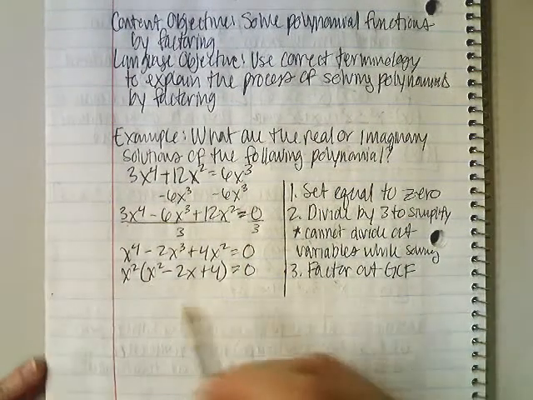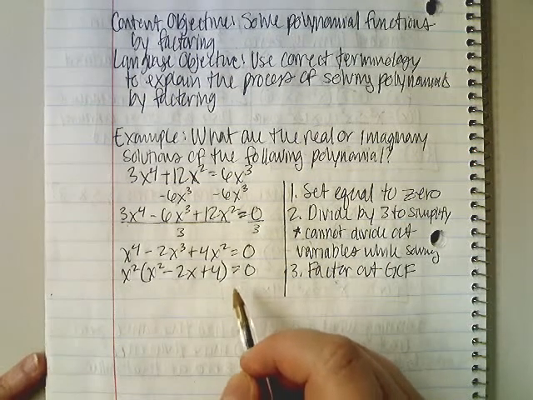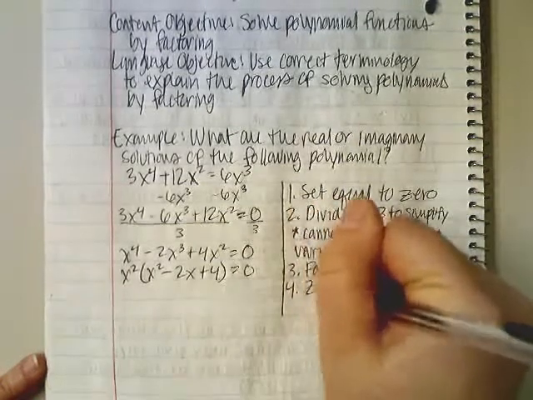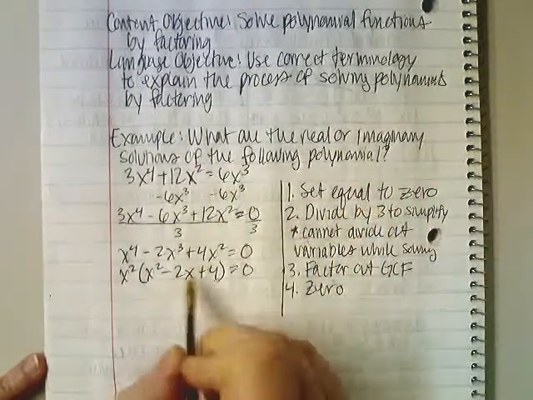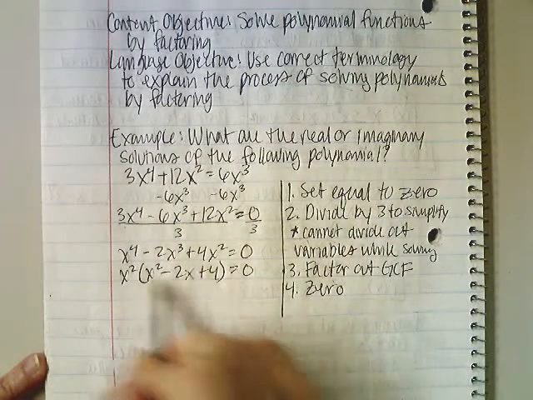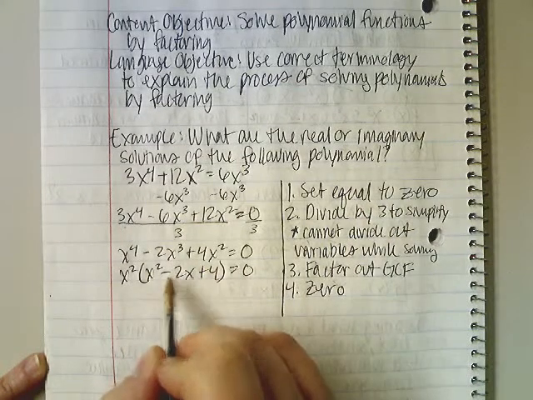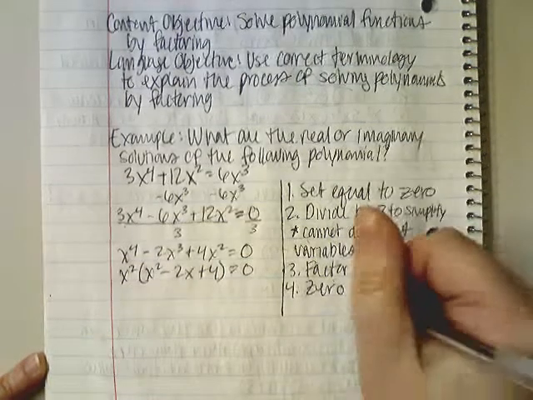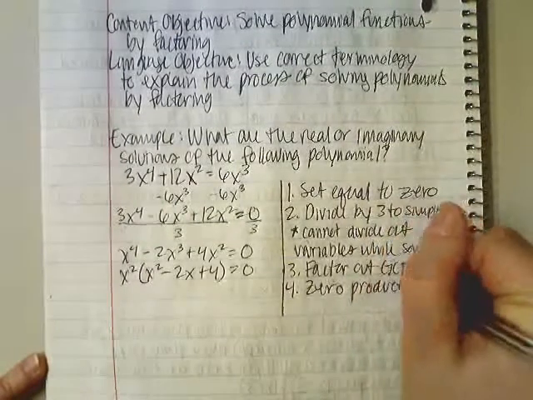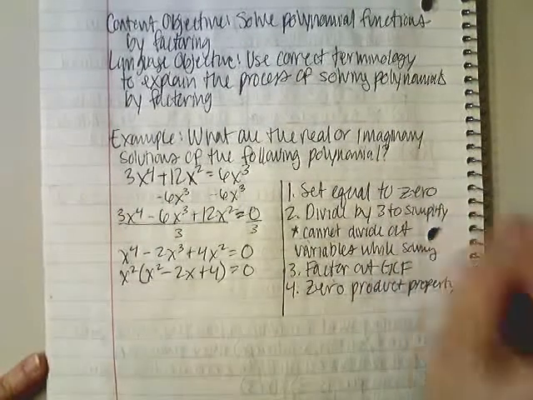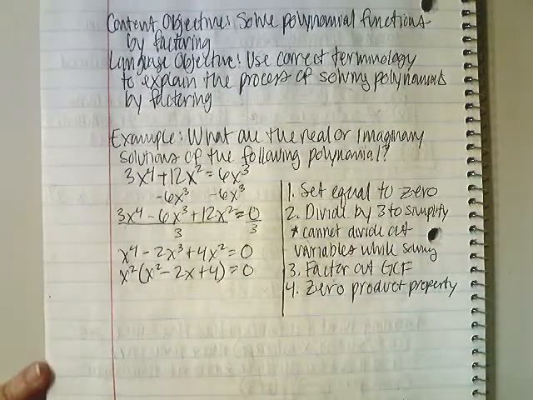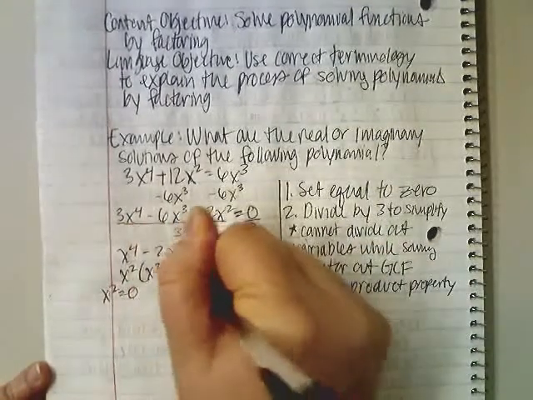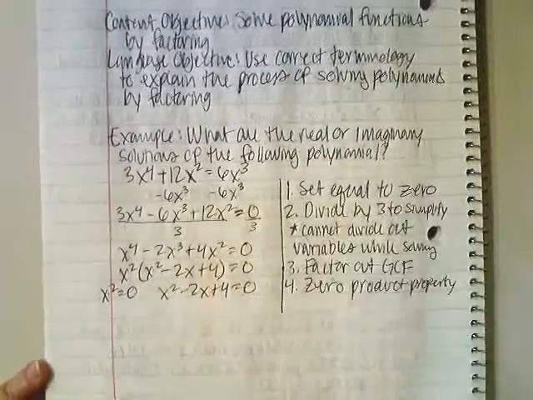So now I have x squared times x squared minus 2x plus 4. Since there are 2 factors being multiplied, I can now use my zero product property. Before I use it, I want to check that this is not factorable, which it's not. There are no factors of positive 4 that add to negative 2. Since that's not factorable, I'm going to use my zero product property now. But you should always check to make sure that that is the most factored form that you can get the polynomial in. So now I have x squared equals 0, or x squared minus 2x plus 4 equals 0.